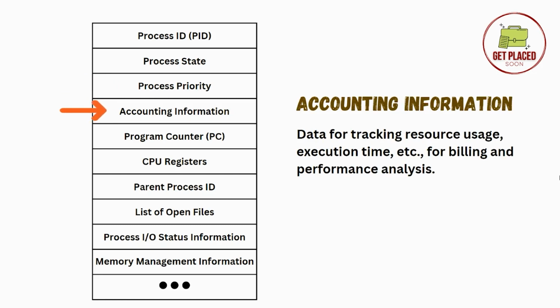Moving ahead, we have accounting information. Accounting information is nothing but the data for tracking resource usage. During execution, the process might use the resources. While using the resources, it needs to know how much time the resources are used, what resources are used, etc. For analysis, all this information is stored, and that is nothing but accounting information.